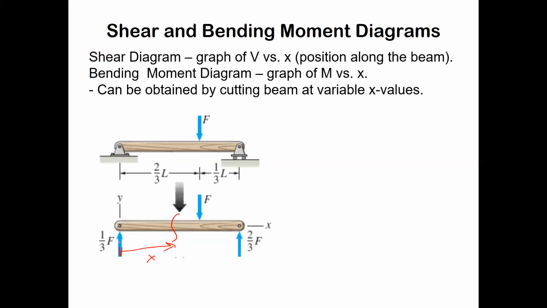So here's how it works, and then we'll do an example in a second. I'm just going to go over it with you, and then we'll do this. So here's the problem we're trying to solve, and we already figured out the reactions were 1/3 F and 2/3 F. This is the same problem we looked at at the beginning of class yesterday.